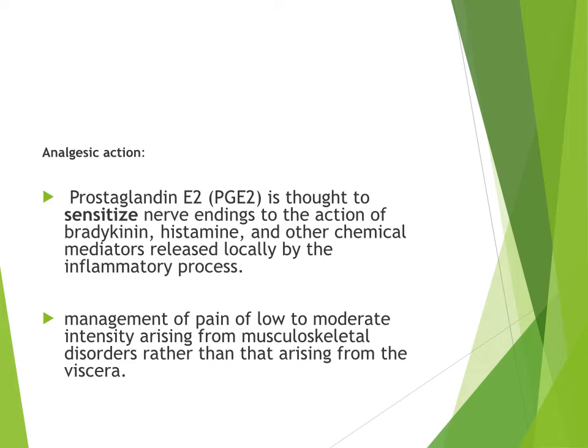To explain a little bit more on how these analgesic actions work, remember we talked about prostaglandin E2, which is known to sensitize the nerve ending to the action of bradykinin, histamine, and other chemical mediators released by the inflammatory process. So when we inhibit the production of this prostaglandin, we will desensitize the nerve ending and thus decrease the pain sensation. So it is used actually for the management of pain of low to moderate intensity, especially that arising from musculoskeletal disorder rather than that arising from the viscera. So it's mainly used for muscle pain, headaches, bone pain, but visceral pain or deep pain usually requires much higher efficient treatment, and we can do that by opioids.